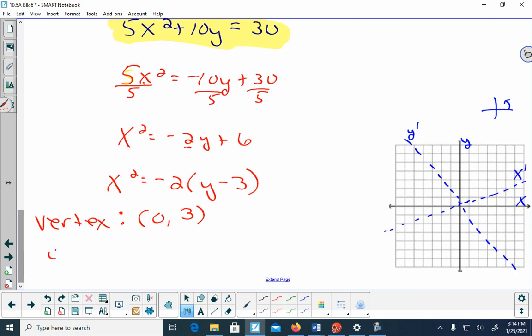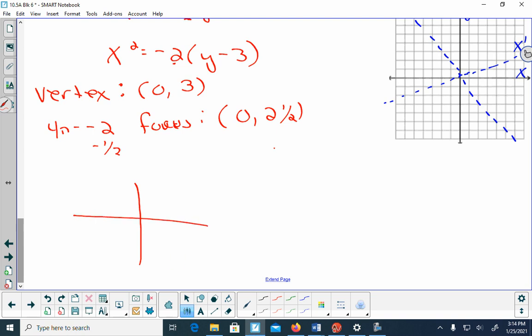My 4p is equal to negative 2, which means p is equal to negative 1/2, which means my focus, my x coordinate is going to stay the same. My y coordinate is going to go down 1/2. So this will be 0 and then 2.5. Because remember, if the x is squared, that means my parabola is opening up or down. Since this coefficient is negative, it's going to open down.